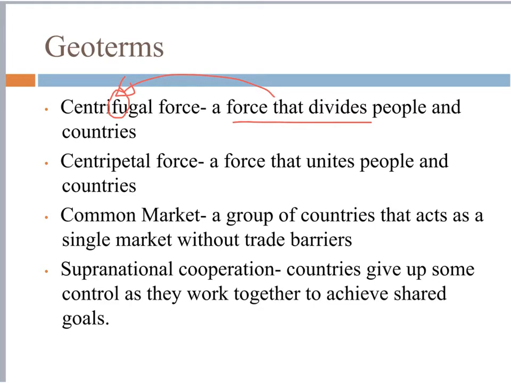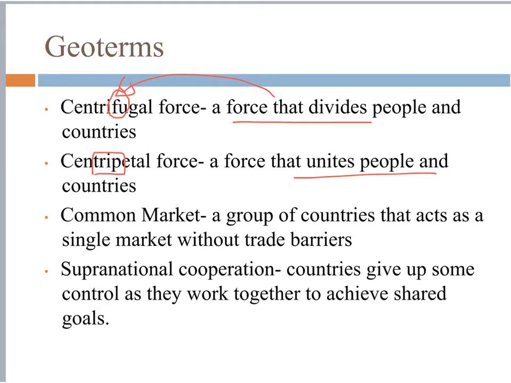Now we also have centripetal forces. And think about if you were to trip, you were to fall into. That is the same idea as what this definition would suggest. These are forces that unite people.